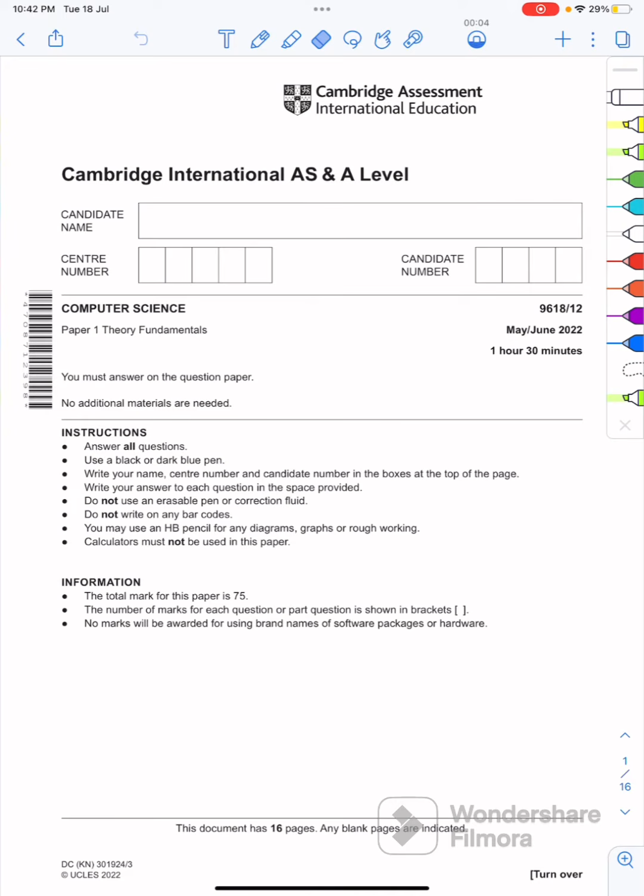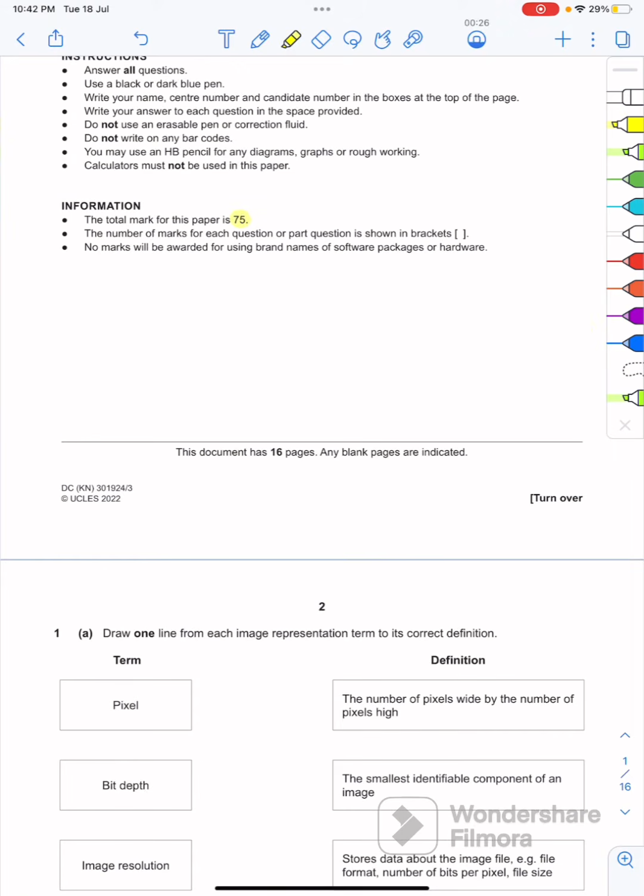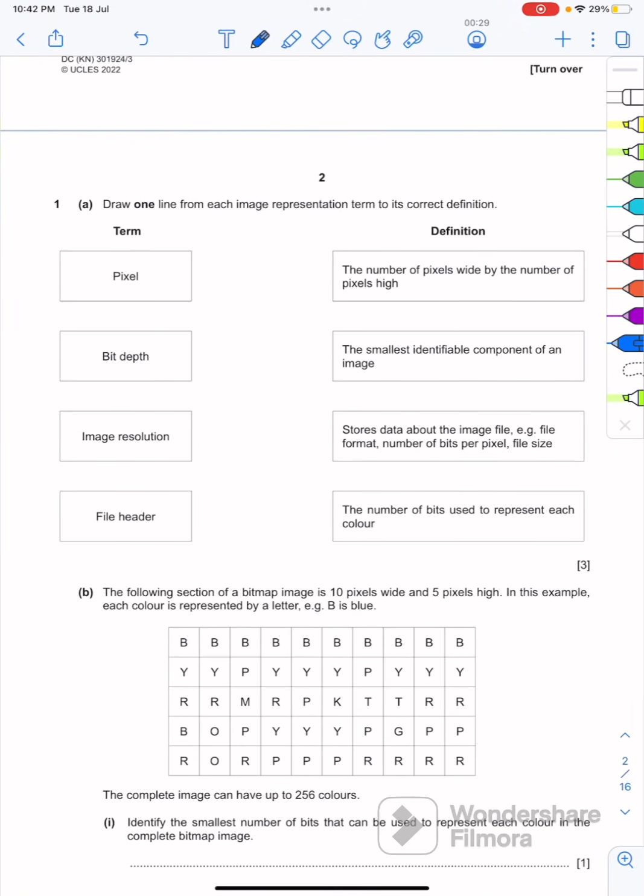So today what we're going to be discussing is A-level computer science 9618, the new exam code that was introduced 2 years ago, and we're going to be discussing paper 1-2 of the June 2022 series. So 1 hour 30 minutes is the total time, and this exam paper is of 75 marks. It tests the theory fundamentals of your AS level. So without further ado, let's just get straight into this.